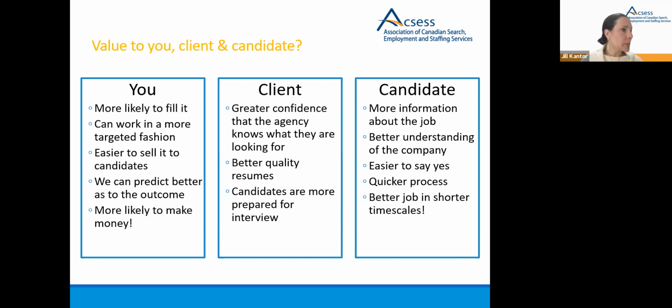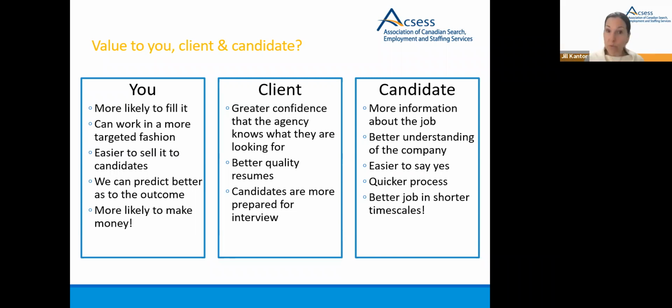Okay, so many things that can happen, right? Fall-offs, as I've said, nobody likes fall-offs. Nobody likes to rework what they've already worked on. So again, so much value to you, to the client, to the candidate. And sometimes we don't even think about that part of it, right? We think about, well, what does it mean for me? Well, I'll fill it faster, won't get a fall-off. The client, it can boost confidence. But we often forget the depth of a job order.